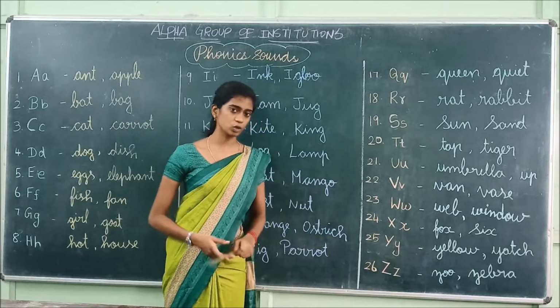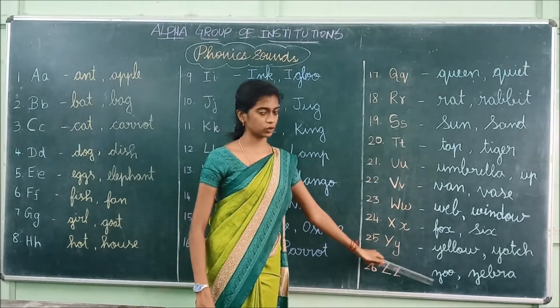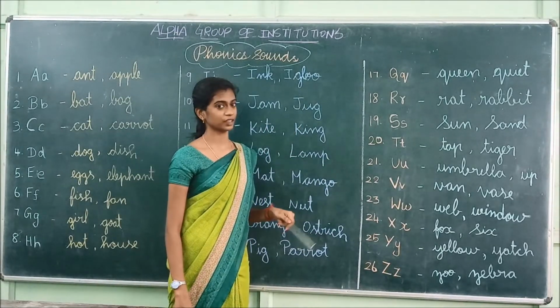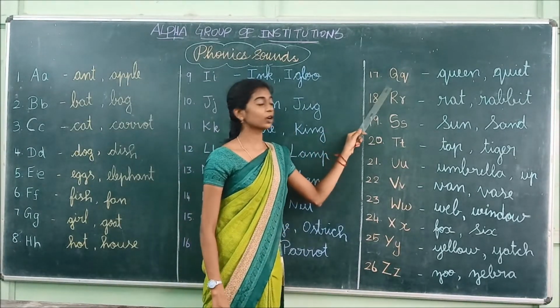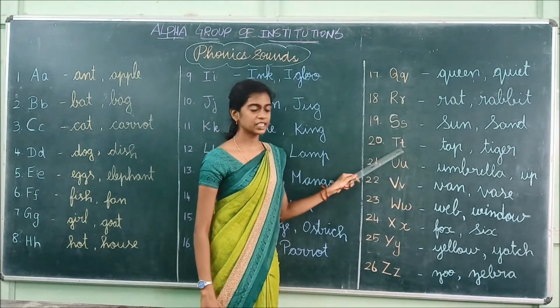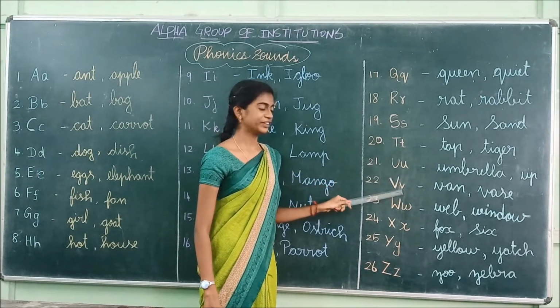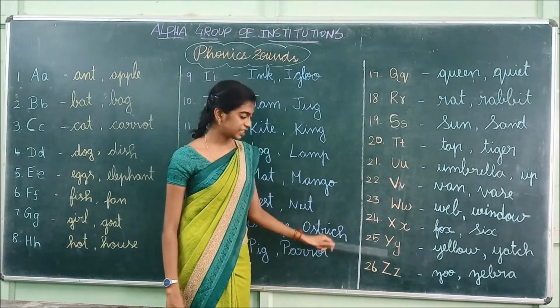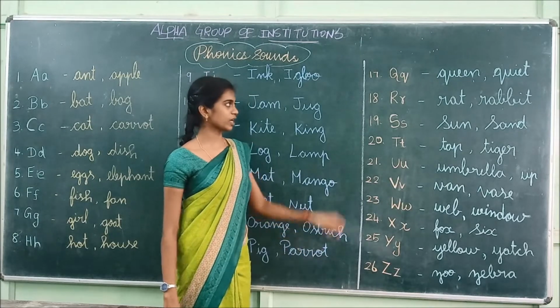So zoo, zebra, zoo, zebra. What is the spelling of zoo? Z-O-O, zoo. And Z-E-B-R-A, zebra. Qua, okay, Qua, Ir, Is, T, A, V, W, X, Y, Z, okay?